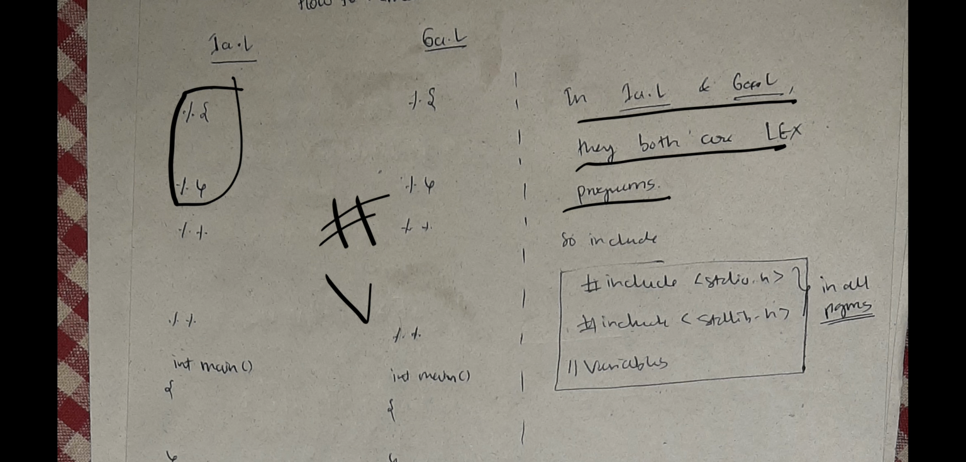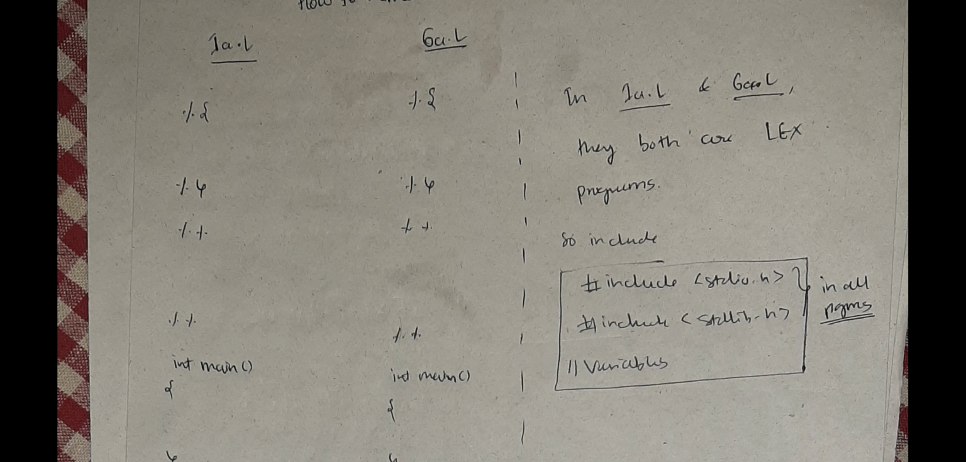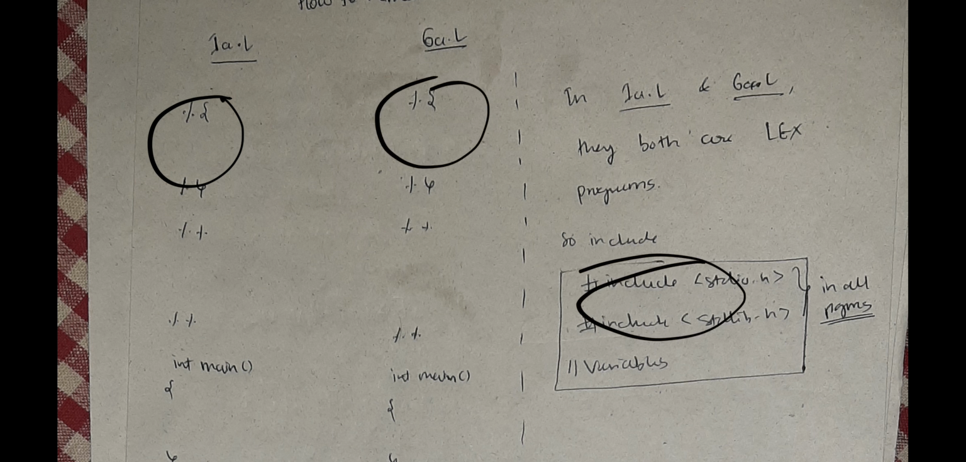In all the programs you have to write the two header files, whether they are needed or not, don't worry about that. Just make sure you include stdio.h and stdlib.h in the declaration part of all the programs. All of 1, 2 and 6, all the subcategories, you have to include them. First write these two for sure.